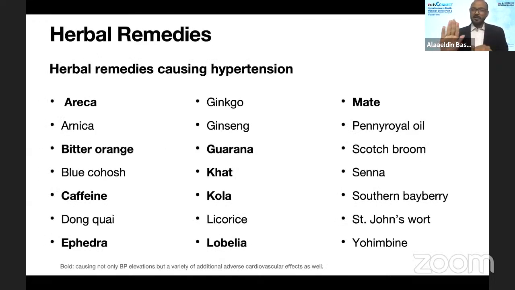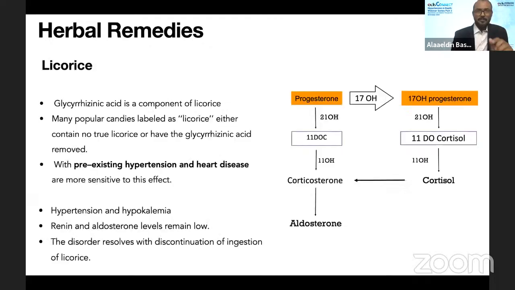So I discussed now the non-steroidal anti-inflammatories and the erythropoietin stimulating agents. Now, there are many herbal remedies that are known to cause hypertension. And this is a long list of these herbal remedies, including caffeine, ephedra, khat, and mate. There are many of them that cause hypertension. However, I would like to discuss specifically, because we're in a diabetes and endocrine forum, licorice ingestion, and it has been discussed previously, so I will just take it in 10 seconds.